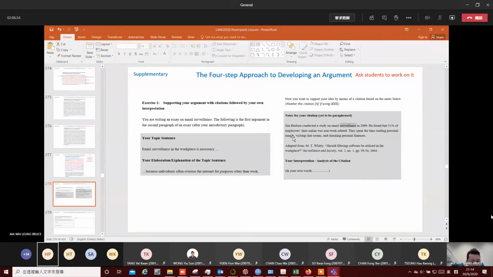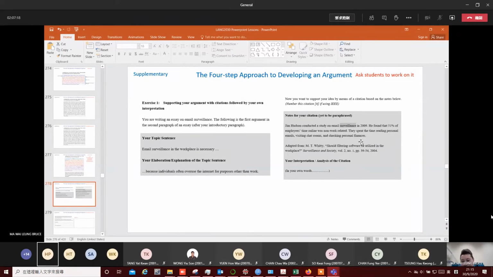Now, I want to look for some cited sources to support that we need to closely monitor employees' email because they use it for something other than work. I want to look for academic evidence to back up my claim. But it happens that I see this one, which is quite helpful. James Hudson conducted a study on email surveillance in 2009. He found that 51% of employees' time online was non-work related. They spent the time reading personal emails, visiting chat rooms, and checking personal finances. Excellent, bingo. I find one strong evidence to support that we need to supervise people's email.